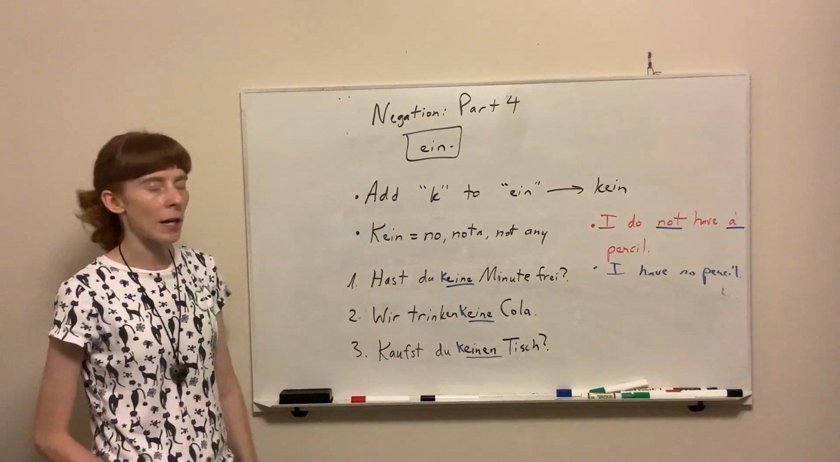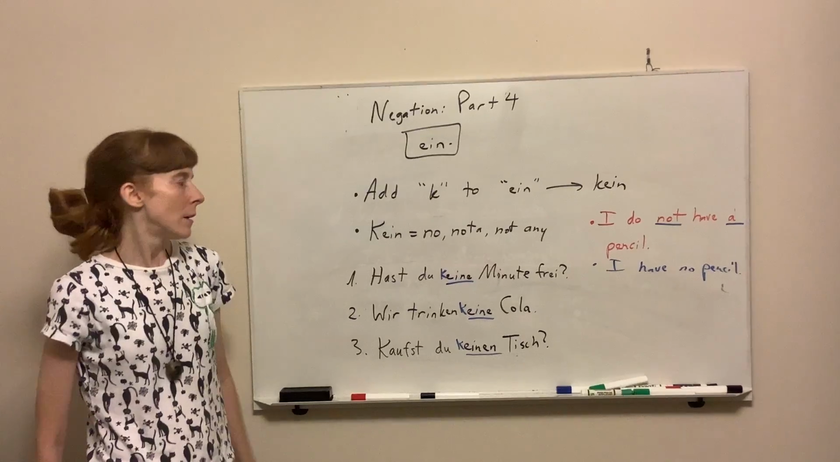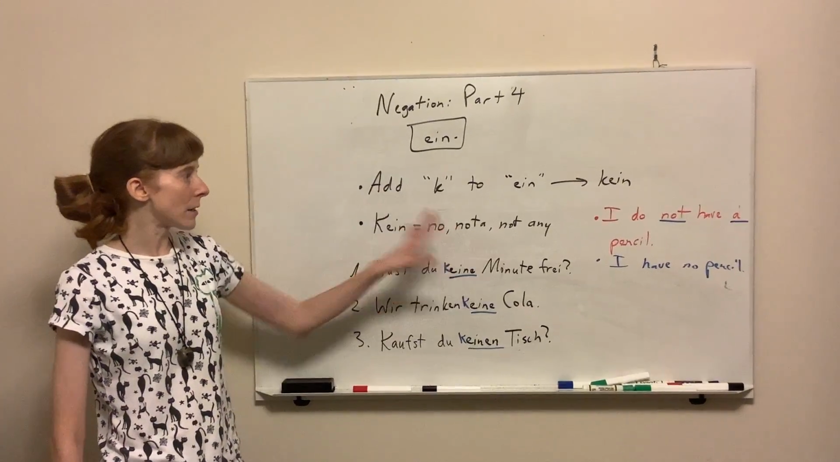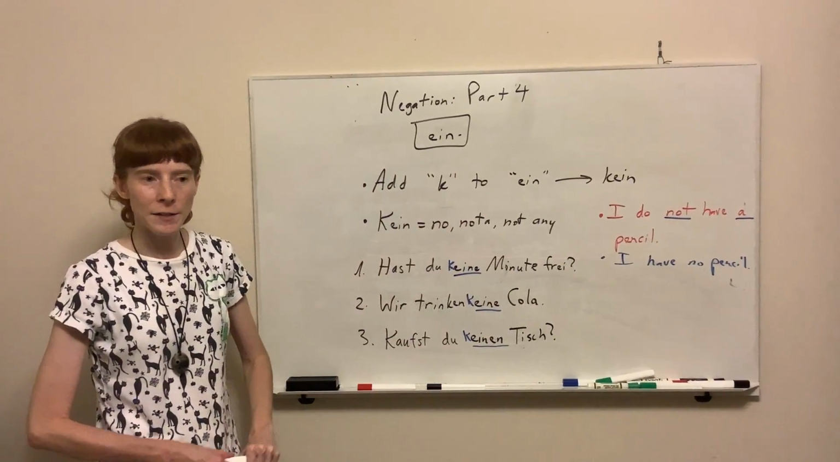So negating ein is pretty simple. Basically, we just stick the letter ka in front of ein, and that's it. Now, I'll do another video kind of explaining the difference between when to use it and when not, but that's it for now.